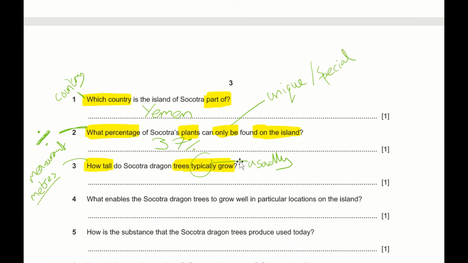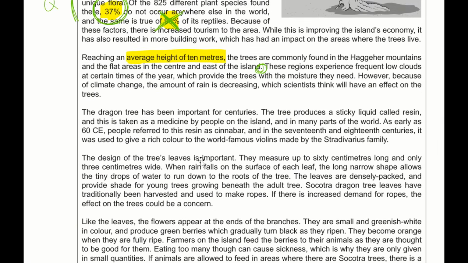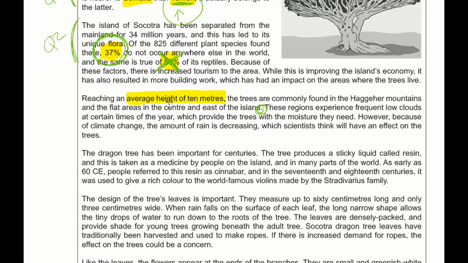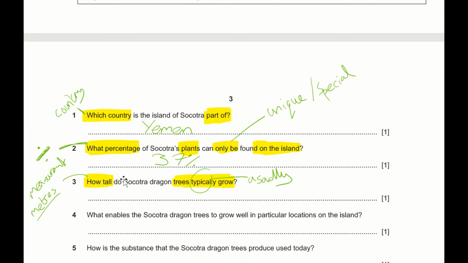Let's just double check the question. How tall do Socotra dragon trees typically grow? I've got a height here. They grow up to 10 meters and they typically, which means average. There we go. So the answer is an average height of 10 meters. I'm going to select this for my answer, ten meters, because the question clearly says how tall.